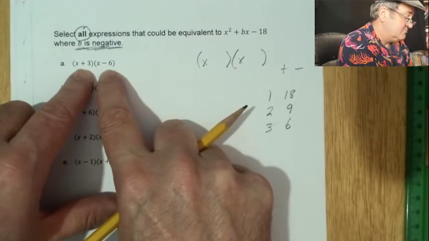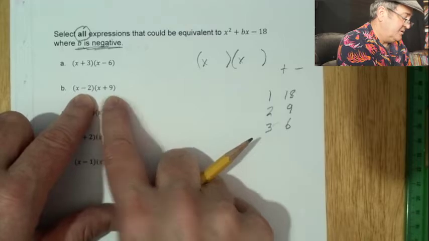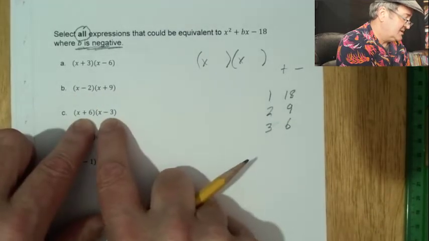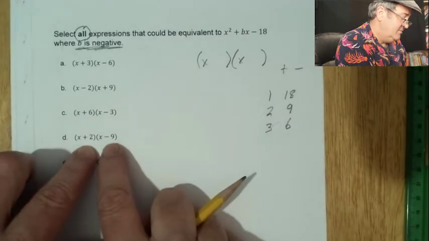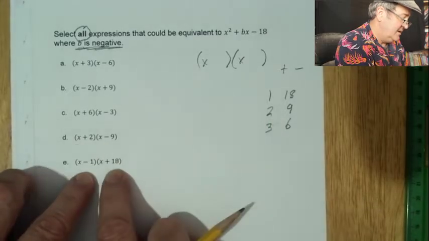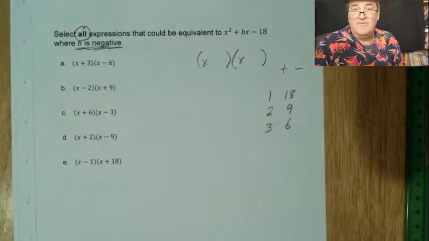3 and negative 6. Yeah, that works. Negative 2 and 9. Yeah, that works. 6 and negative 3. Yeah. Positive 2, negative 9. Yeah. Negative 1, positive 8. Okay, all of those could work.